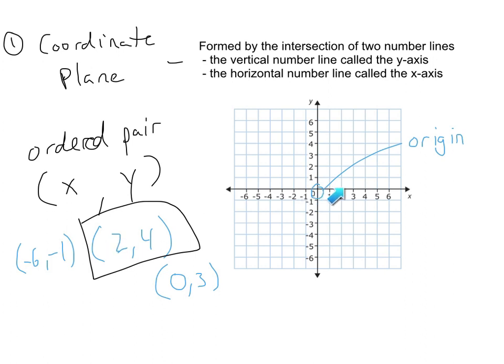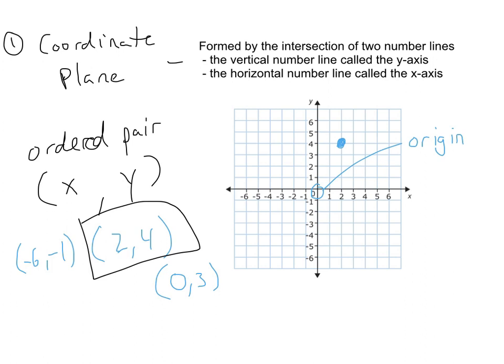Go over 2 on the x-axis, okay? X is the first coordinate, so we're going to go over 2 on the x-axis. And then you go up 4, which is the y-axis. Now, you don't actually go up on the y-axis in this case, but you do go up 4 parallel with the y-axis, and that would be your point right there, okay?